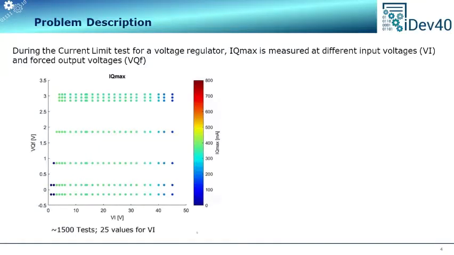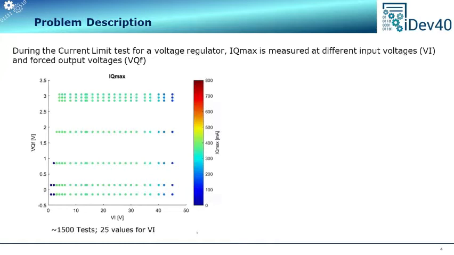First, let's start with the motivation, more precisely with a very simple typical example when testing voltage regulators. The current limit represents a typical requirement for voltage regulators and can be defined as the measured output current for different input voltages and forced output voltages. Nevertheless, it should not exceed a certain level, the specification.